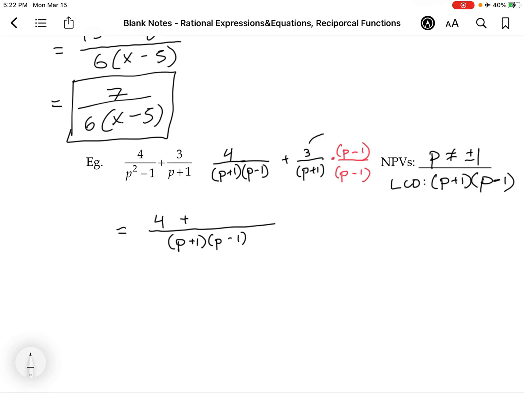So this is going to give me 4 plus. Now I could distribute here if you want. You can do this in 2 steps or 1. And I'll tell you what I do. I'm not super consistent. With addition, I tend to do it in 1. With subtraction, I tend to do it in 2.